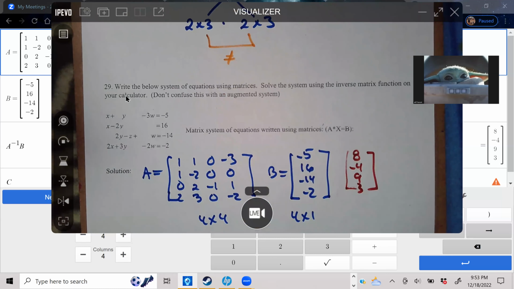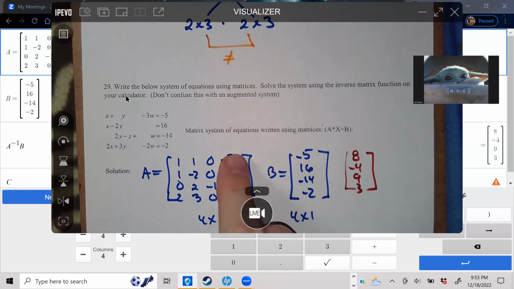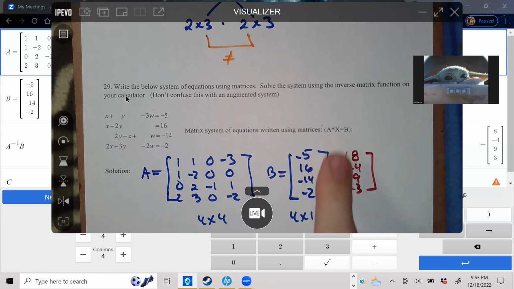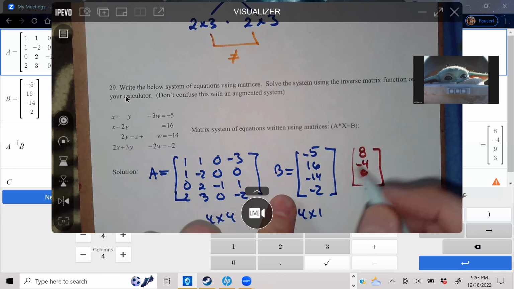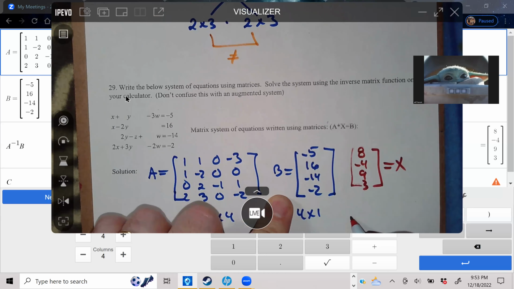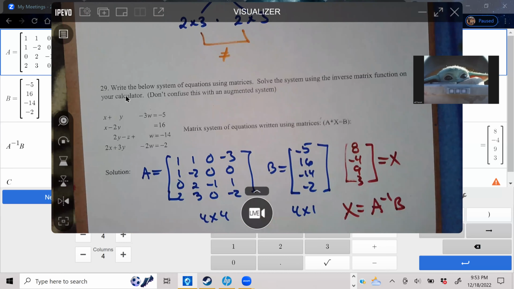Let's look at example 29. If you're going to give me an augmented matrix, then it should be a 4 by 5 matrix, and this should be in here. But that's not what I'm asking for. I'm asking for a system of equations. So this is your A, this is your B, this is X. You calculate that as X is A inverse times B. Now for a 4 by 4, I certainly don't expect you to do that in your head.